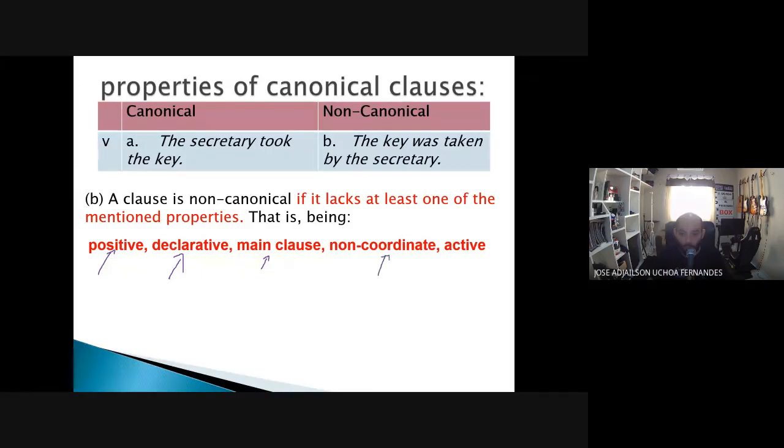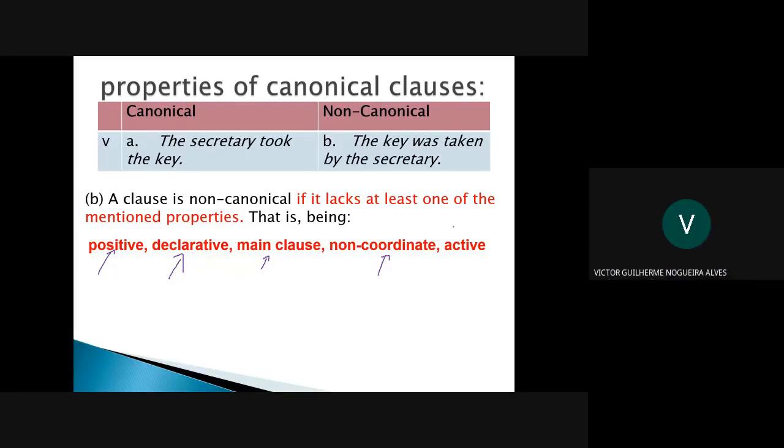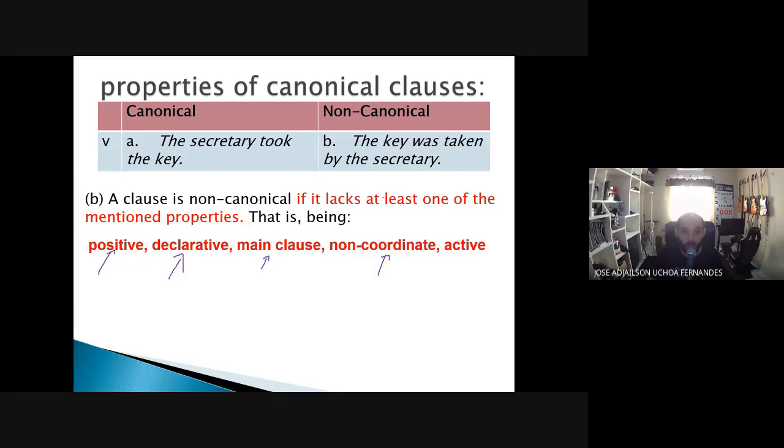Is it non-coordinate? Do you see any coordinators here? Like that, which, but, or, either. Do you see? Is it coordinate? I don't think it is. No, it's not coordinate. So it's okay. Up to now, it is canonical. The problem is here. Is it active? No, it's not. It's passive voice. Passive voice to be taken. And this is the problem. Okay, so you should keep this routine in mind: what canonical clauses are and what they are not.